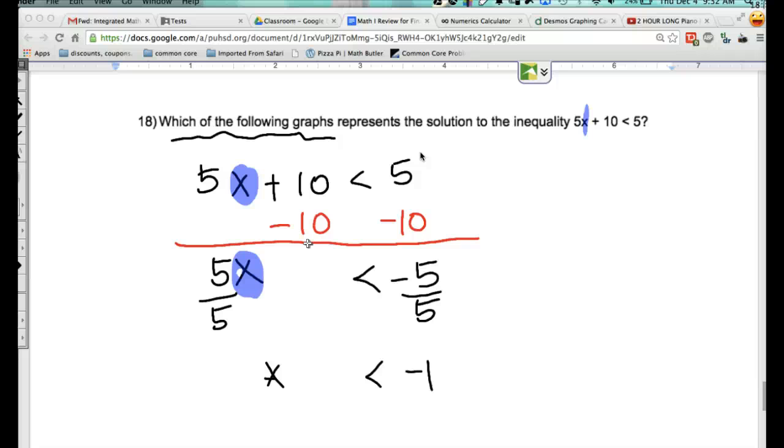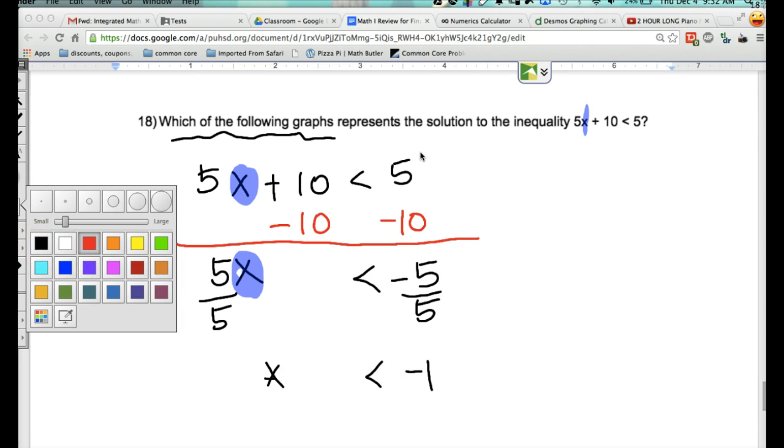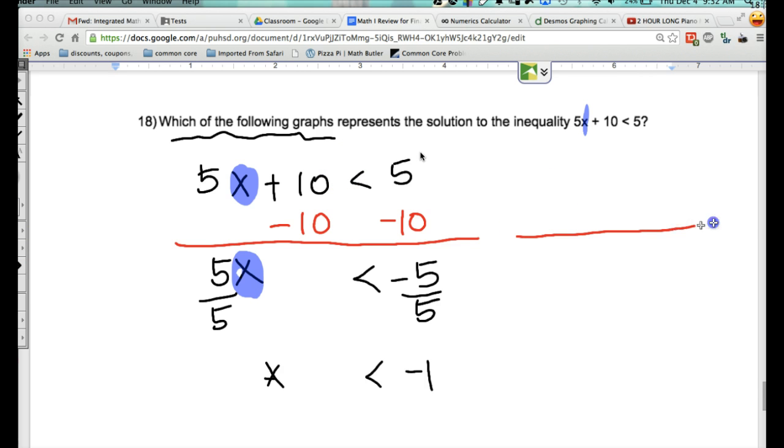Okay, so I got a really good question. And she asked me, since this is a negative, are we supposed to switch the sign? I just want to remind you, you only switch the sign over here when you are dividing or multiplying by a negative number. Right now, we're dividing by a positive number, and so no, we're not switching the symbol. Now let's graph it because that's going to be our answer, okay? Our answer is not the fact that, well, it is x is less than negative 1. We have to find the correct graph.